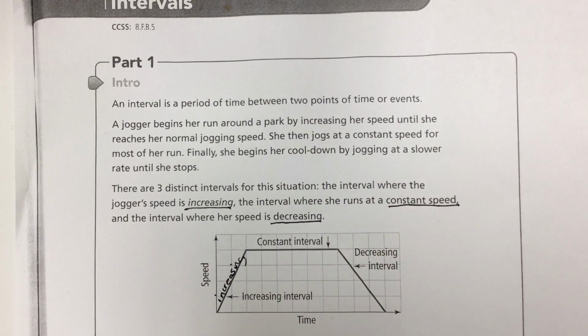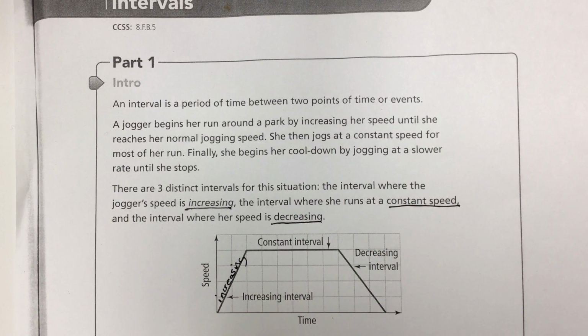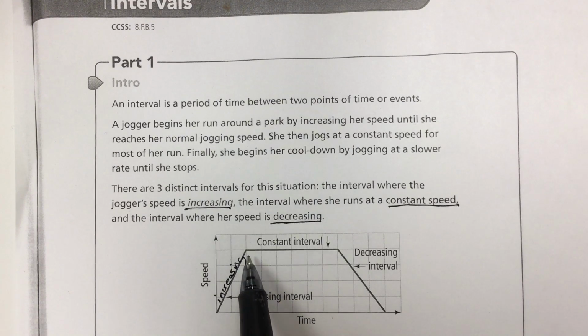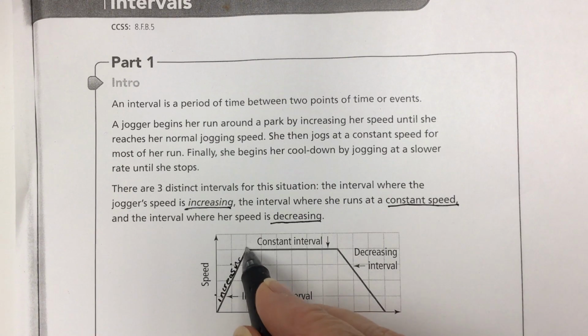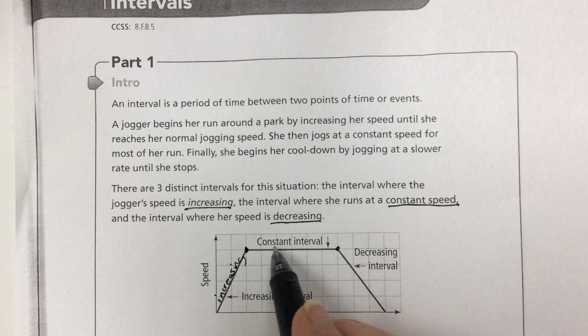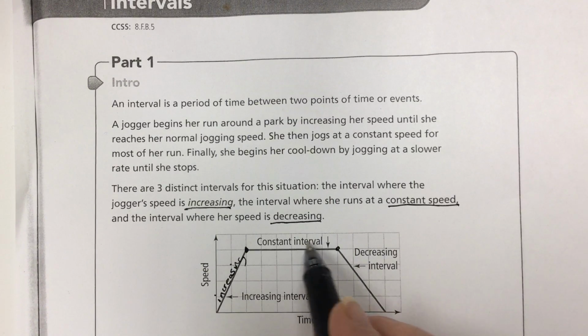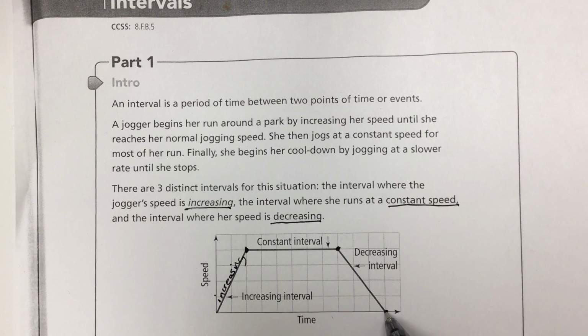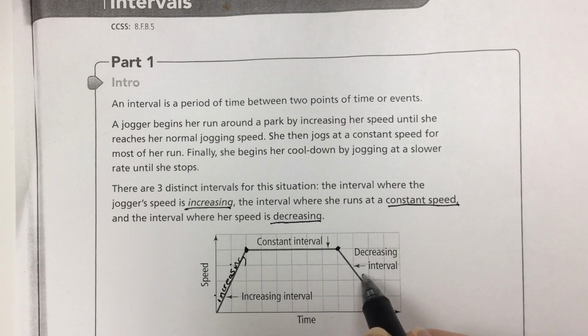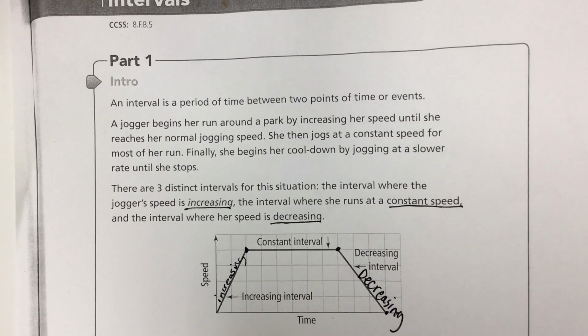If the line is slanting upward to the right, it is increasing. Now you see from this point here to this point here, we stay straight across. This is a constant interval. Then from this point down to touching the x-axis, it's going downward to the right. This is a decreasing interval.